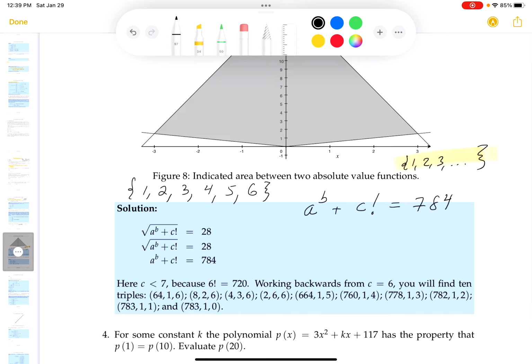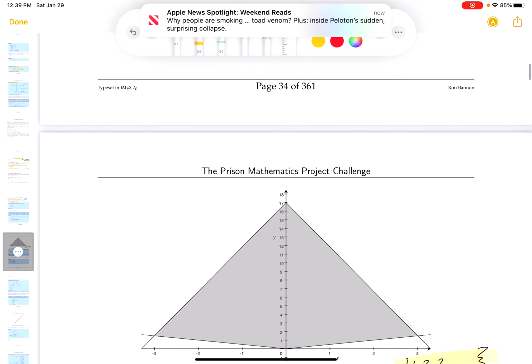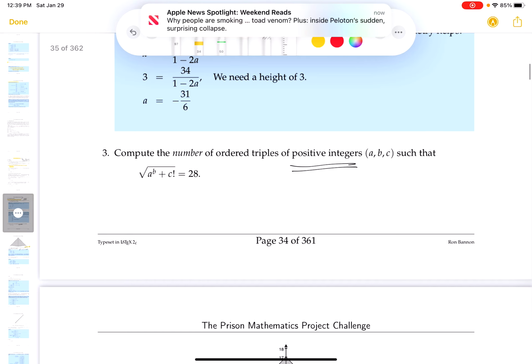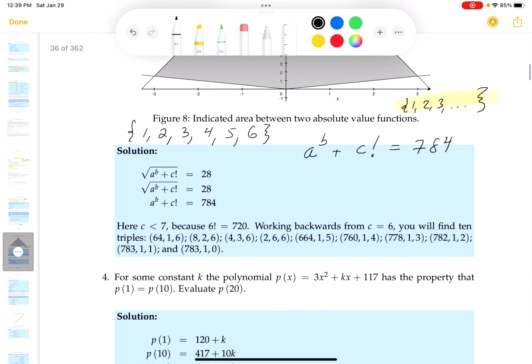But maybe I should rephrase that question and say non-negative integers. Anyway, positive integers will include 0, all right? So I guess I could start with 0, right? So let's put this down. C is 0. And what would this give me? A to the B. You know what? I'm also going to correct my stuff over here, and I'll put the 0 over here too.